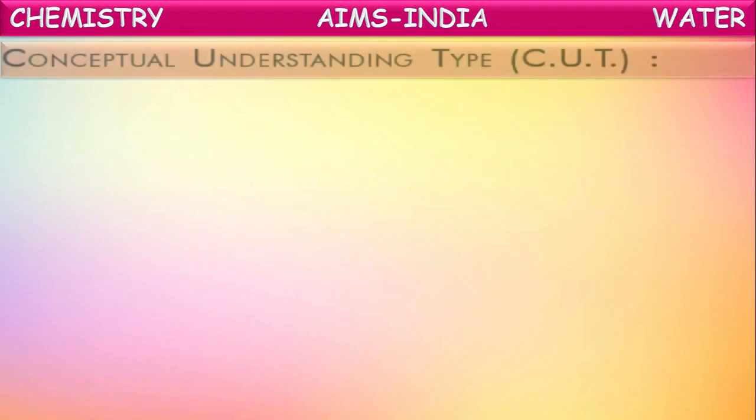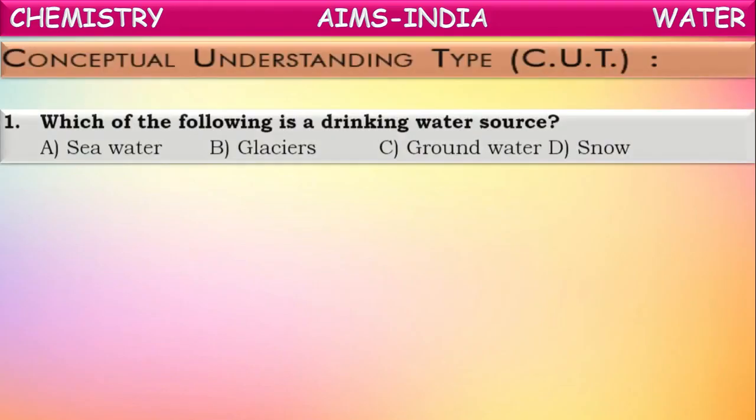First let us go through the conceptual understanding questions. See the first one. Which of the following is a drinking water source? We get water from different sources. Those we call water resources. Out of these, from where can we get drinking water, the water which is suitable for drinking? Seawater, glaciers, groundwater and snow.